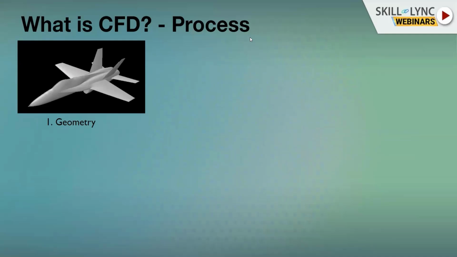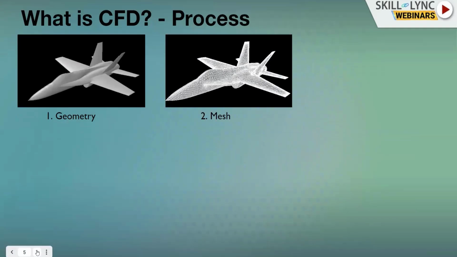And the second step is generating a mesh. If you see here, it's a surface mesh. We will generate a volumetric mesh also. Mesh generation is the second step. And I've seen a lot of confusion among people between mesh generation and discretization. Discretization is something different from mesh generation.